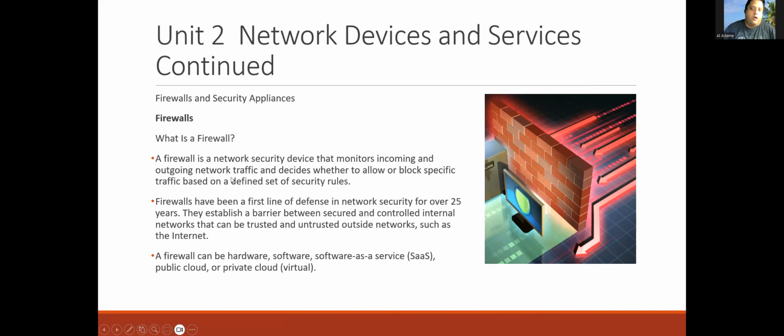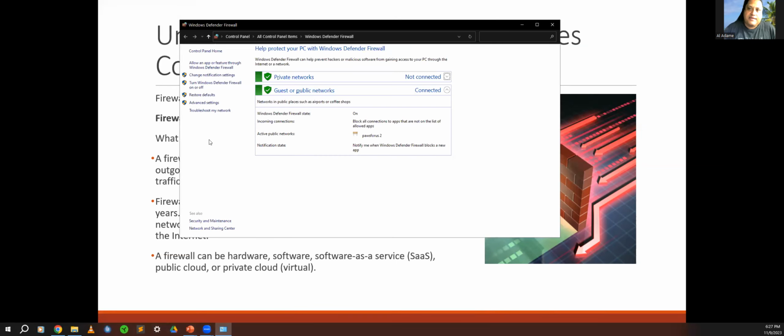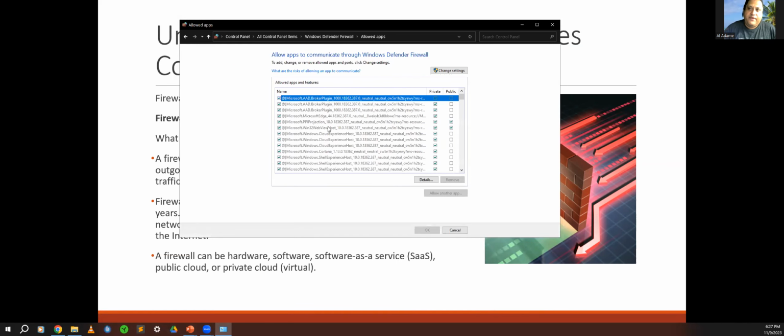So what is a firewall? A firewall is a network security device. Normally they're physical devices, or software devices now, that monitor incoming and outgoing network traffic and decide whether to allow or block specific traffic based on a defined set of security rules. So even this Windows one, if I pull up, I know it's not the best firewall, guys. I get it. Trust me. Let's go to allow through here. I'm deviating for a second. You see?